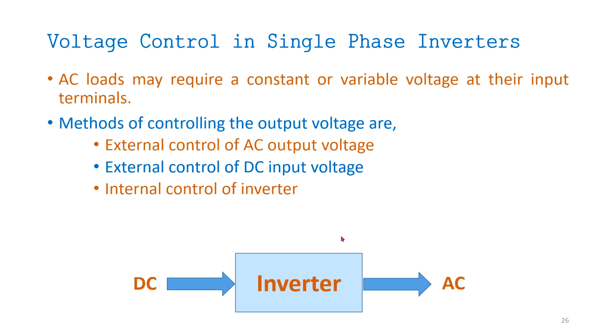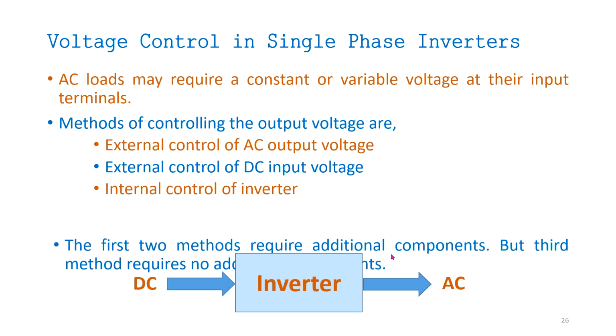If you need to control the output voltage depending on your load, one is to manipulate this alternating current at the output. Second, manipulate the input, that is the DC to the inverter. And third, which is the most important in this case, is the internal control of the inverter. You control or modify some parameters of the inverter which determine the output voltage. Okay, this is the basic theme of this lecture. Let's discuss one by one.